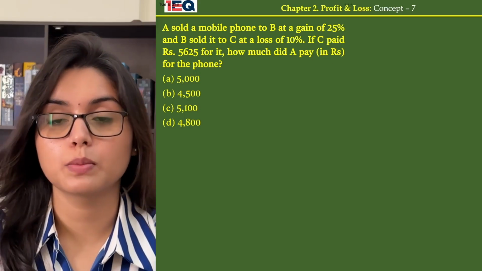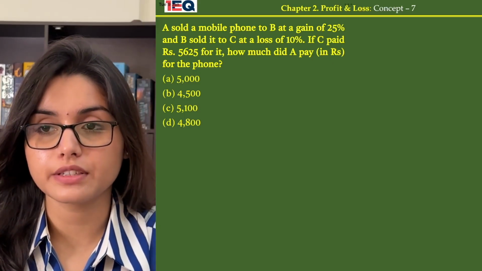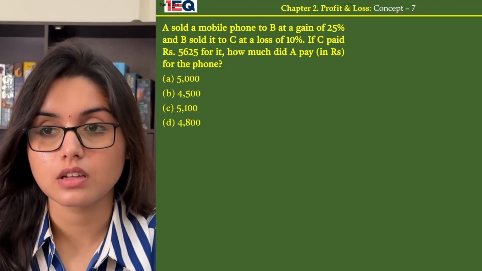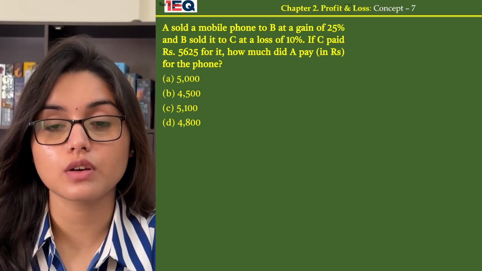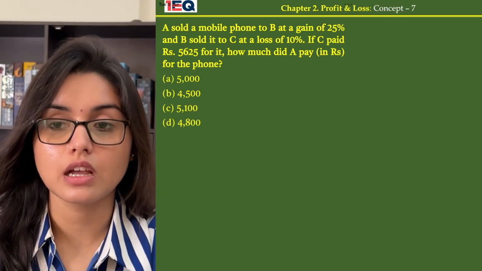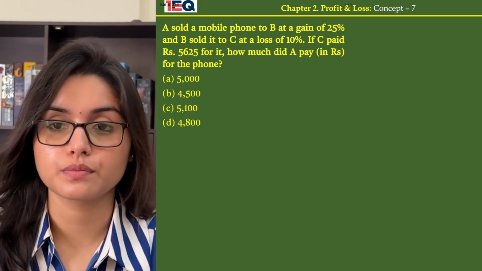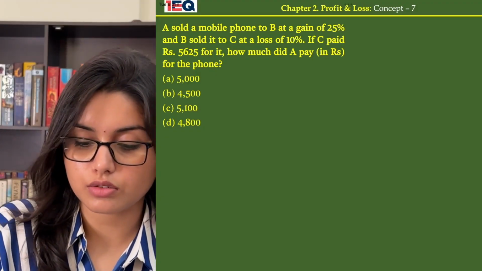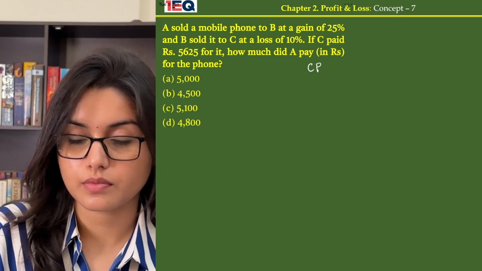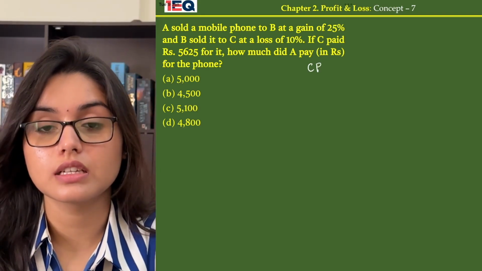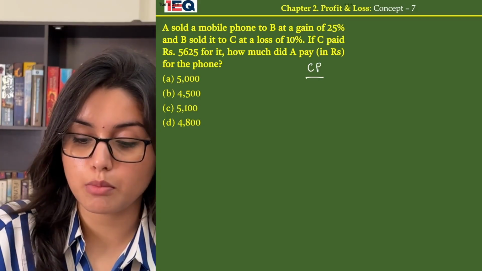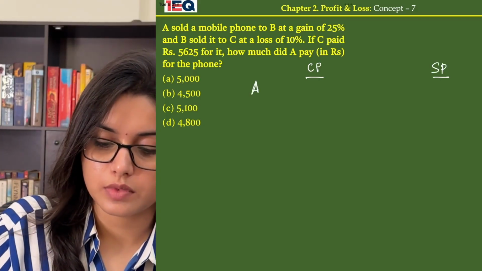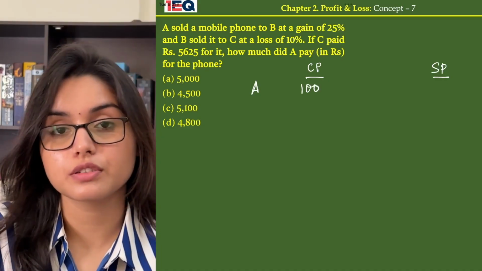A sold a mobile phone to B at a gain of 25% and B sold it to C at a loss of 10%. If C paid rupees 5,625 for it, how much did A pay for the phone? So, in the given question, let's assume that the cost price when A bought the phone is rupees 100. So, A pays 100 rupees for it.